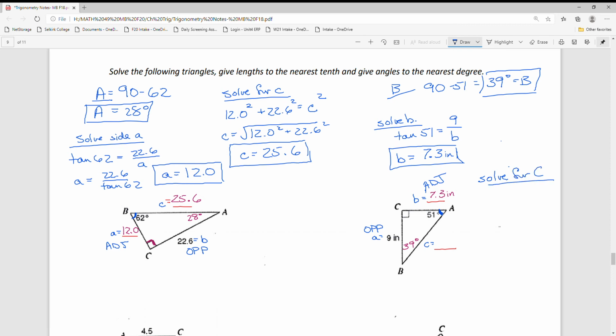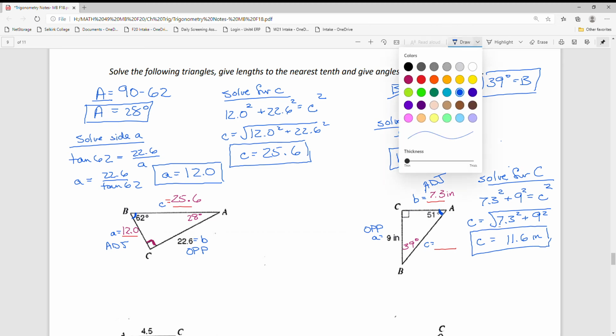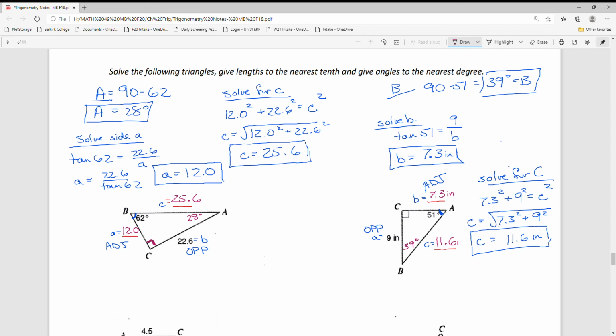In solving for C, I would have that 7.3 squared plus 9 squared would equal C squared. I could do that on my calculator. If you like to write out the instructions for yourself, then go for it. I'm going to start dropping that because I tend to just do it in my calculator. C ends up being 11.6 inches. So now we have all of our information. We've solved the whole triangle given just the two pieces of information.